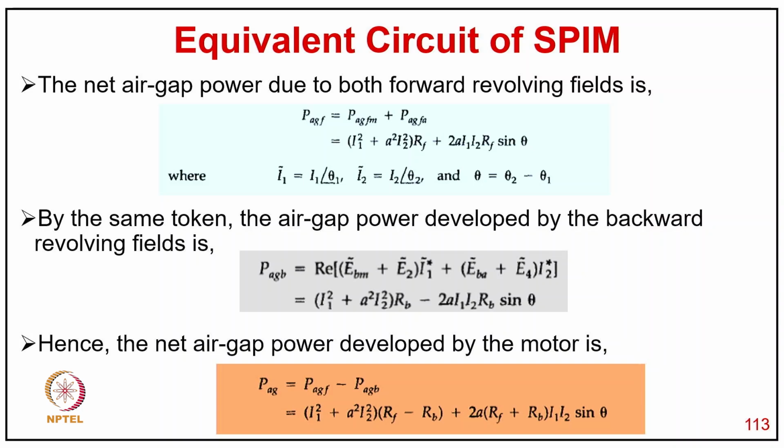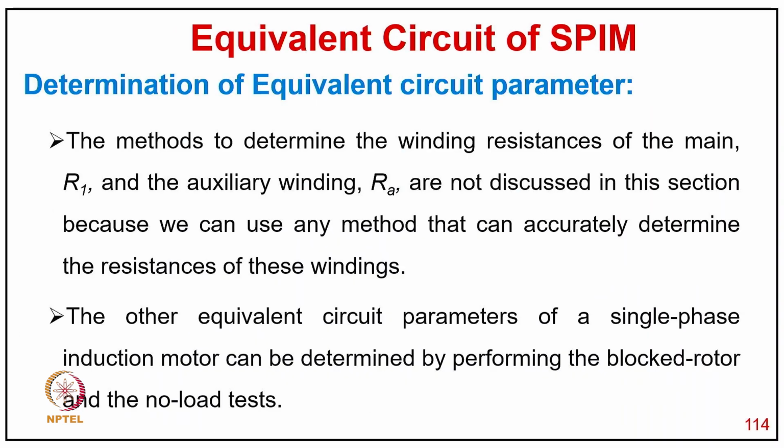By the same token, the air gap power delivered by the backward rotating field is P_AGB equal to real part of (E_BM plus E2) I1 conjugate plus (E_BA plus E4) I2 conjugate, or that becomes equal to (I1 squared plus A squared I2 squared) R_B minus 2A I1 I2 R_B sin theta. And hence the net air gap power developed by the motor will be P_AG equal to P_AGF minus P_AGB, that is equal to (I1 squared plus A squared I2 squared)(R_F minus R_B) plus 2A (R_F plus R_B) I1 I2 sin theta.